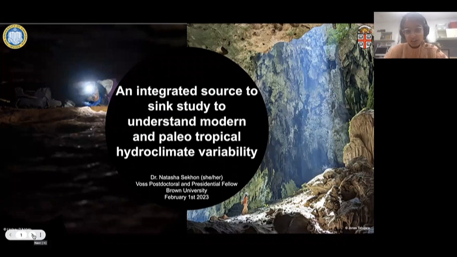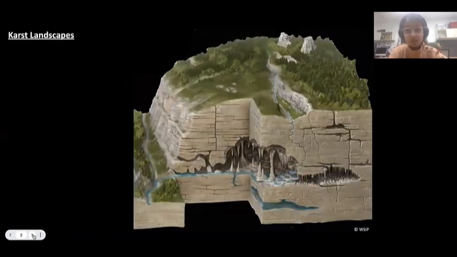I'm going to talk a little bit today about an integrated source to sink study to understand modern as well as paleotropical hydroclimate variability. I like throwing these two pictures in to show the scope and variation of tropical landscapes. The one on the left is taken from a cave in Wyoming, and the one on the right is a massive sinkhole called Callao Cave, taken in the Philippines. I will not be talking about these cave systems, but I do like to talk about the range of variability in karst landscapes.